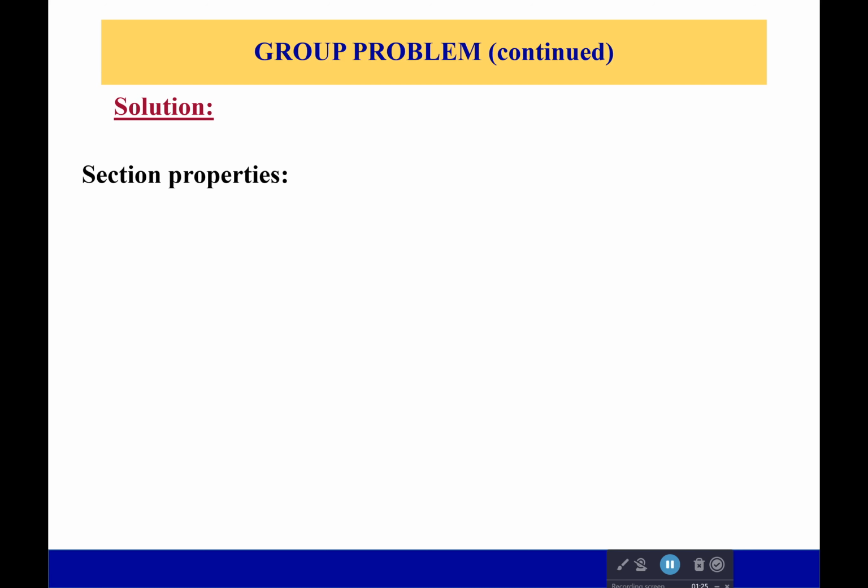So first off, we got to find out the section properties, which aren't hard. The centroid's right at the center, and moment of inertia is simply going to be the base times the height cubed over 12. So that comes out to be 303.75 inches to the fourth.